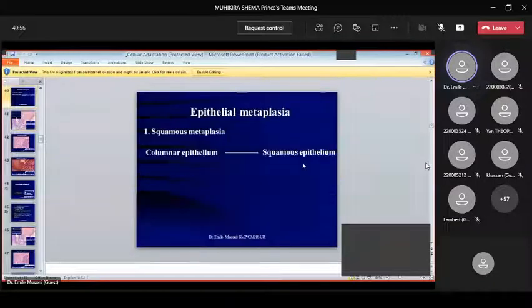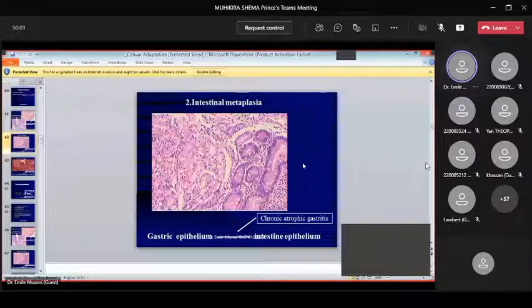Another one is intestinal metaplasia. One cause is chronic atrophic gastritis. Gastritis is an inflammation of the stomach. Normally, there are no goblet cells in the stomach, as we have seen in histology. But when you see goblet cells in the stomach, this is a feature of metaplasia, because normally we see those goblet cells in the columnar epithelium of the small and large intestine. So when we find those goblet cells in the stomach, it is just intestinal metaplasia.